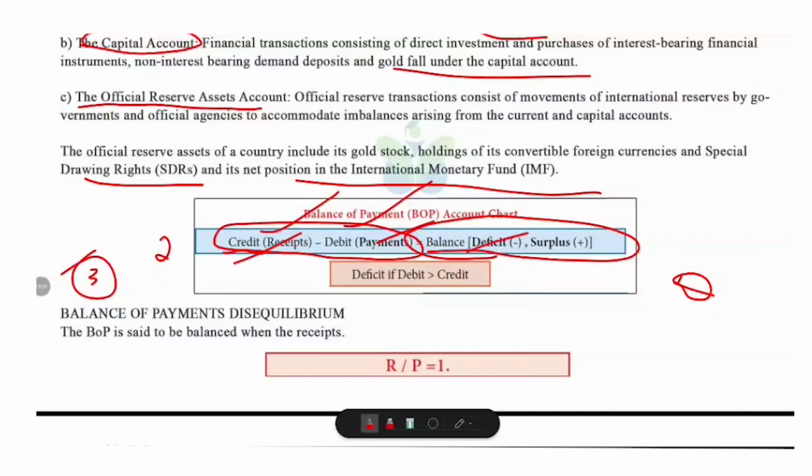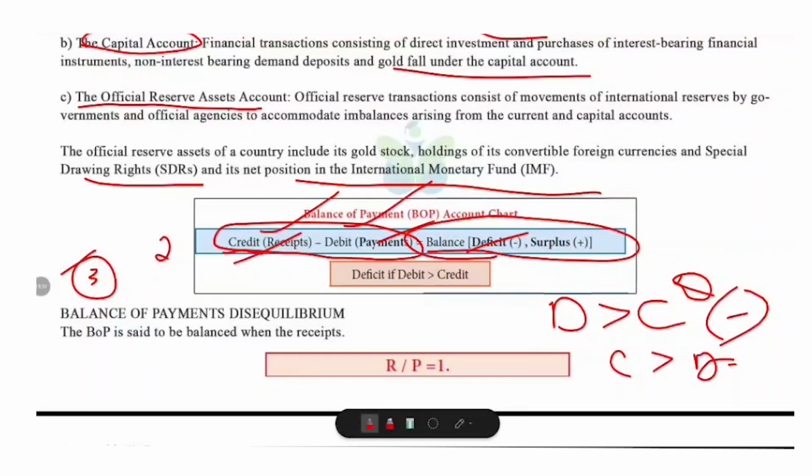Credit minus debit is equal to balance. Balance means if suppose debit is greater than credit, what happens? Deficit will occur, that is negative. And if credit is greater than debit, there will be surplus, that is positive. Okay. Now, BOP is said to be balanced when receipt is equal to payment, and it is called BOP equilibrium.